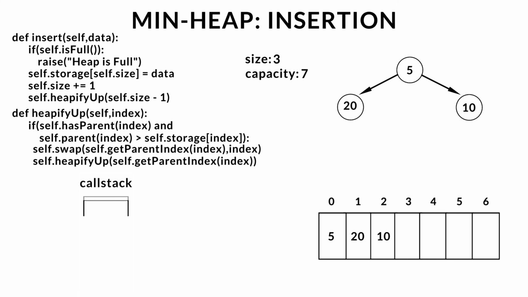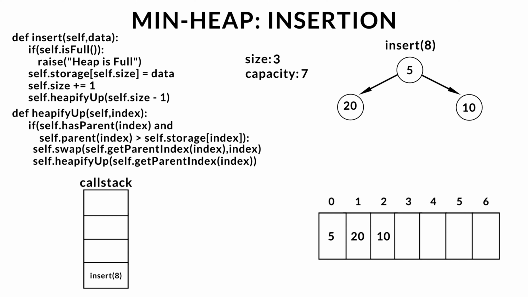Alright, so from here, let's go over our recursive implementation. So we'll have our call stack just to trace the main methods. We invoke our insert method once again, this time passing in 8. So let's push this on top of the stack. We then check to see if the heap is full. It's not, so we go ahead and store 8 within the last position within the heap. We then increment the size after insertion. And finally, we invoke our HeapifyUp method, this time passing in the index of the last element within the heap, which should be 3.